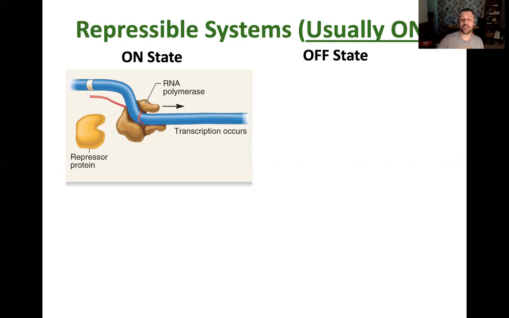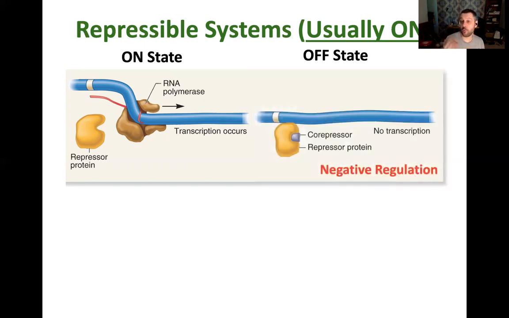It's going to bind some kind of co-repressor. That co-repressor, when it binds to this protein, causes a conformational change, which causes it to bind to DNA and block the promoter from binding RNA polymerase. That's negative regulation.